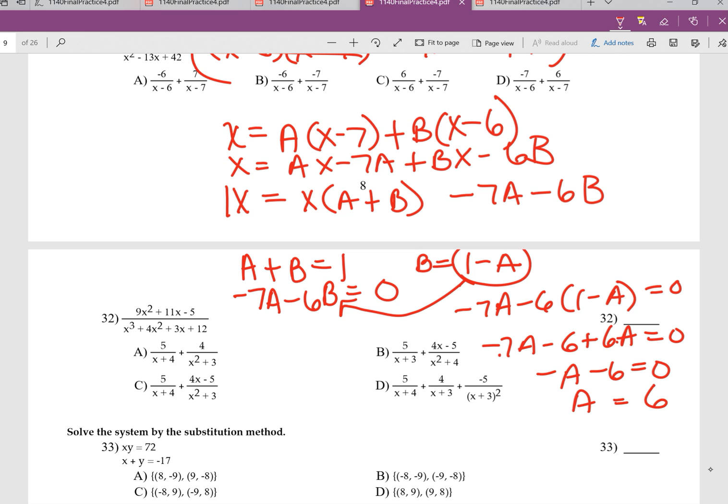If a is 6, there's something not correct here. Because technically, if I take out negative 1, I should have a negative 6. What am I solving for? Yeah. No, this is incorrect. There's a math mistake up here somewhere. So let's go back.